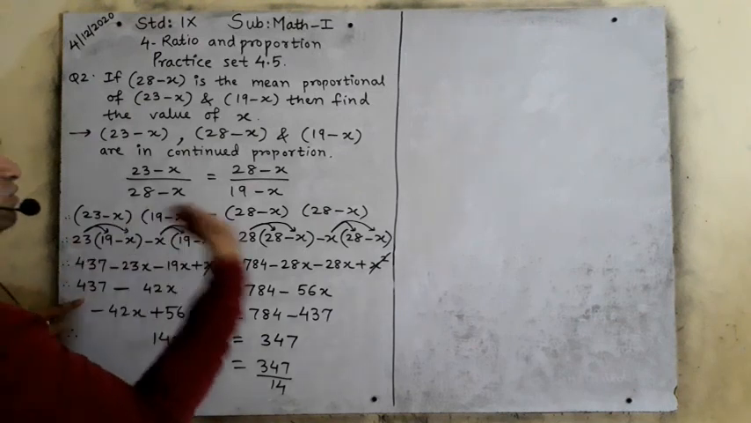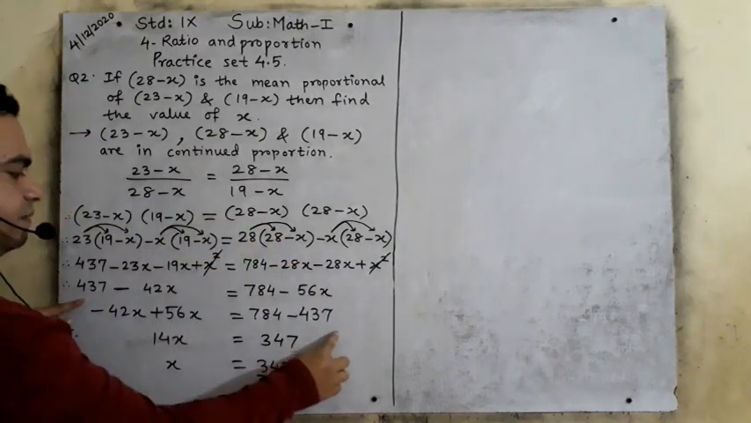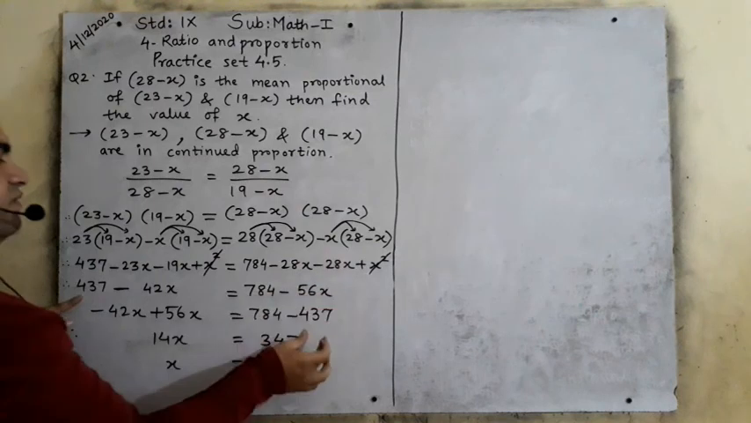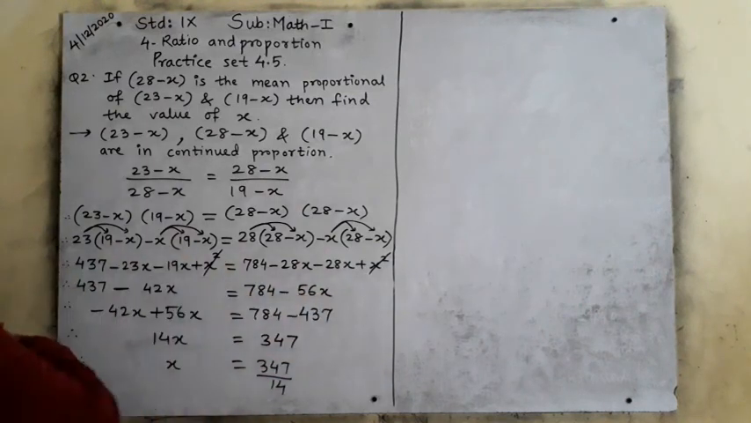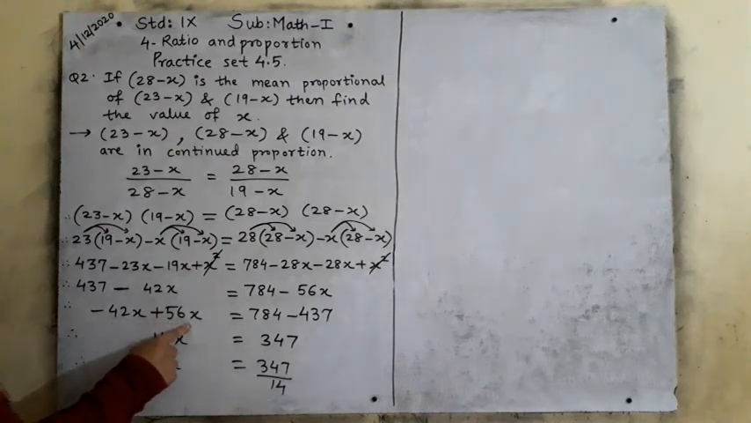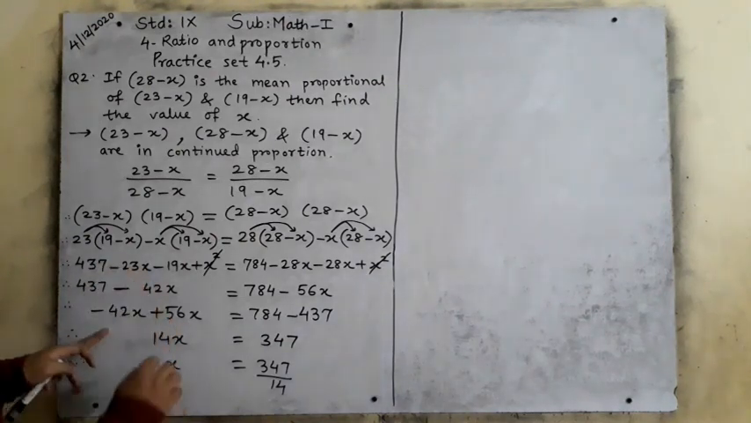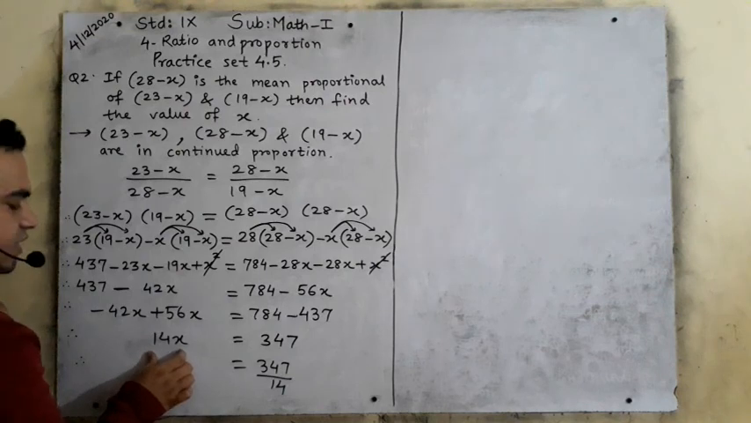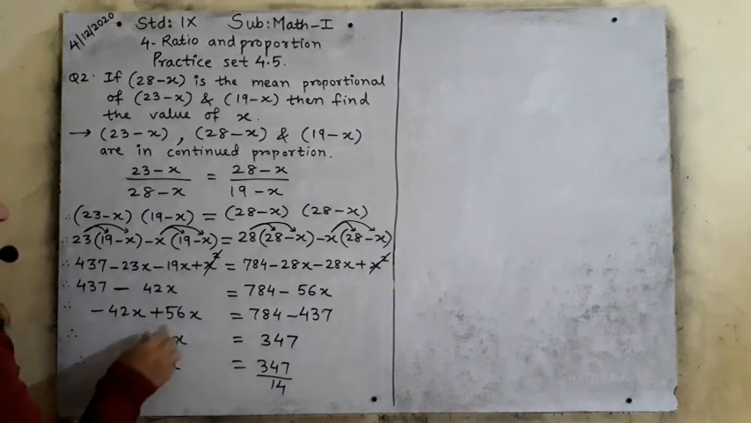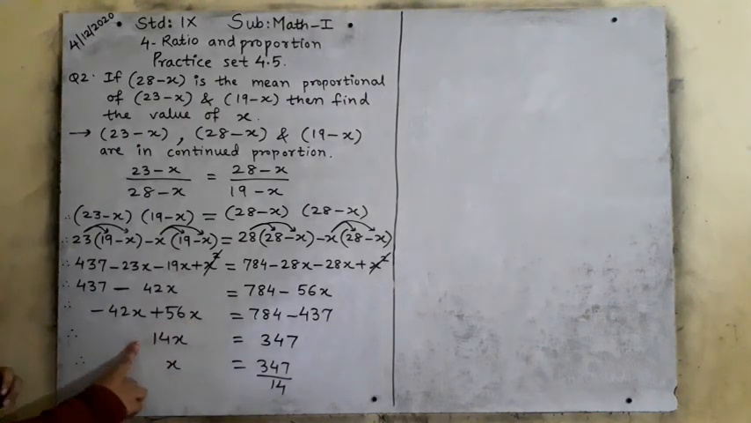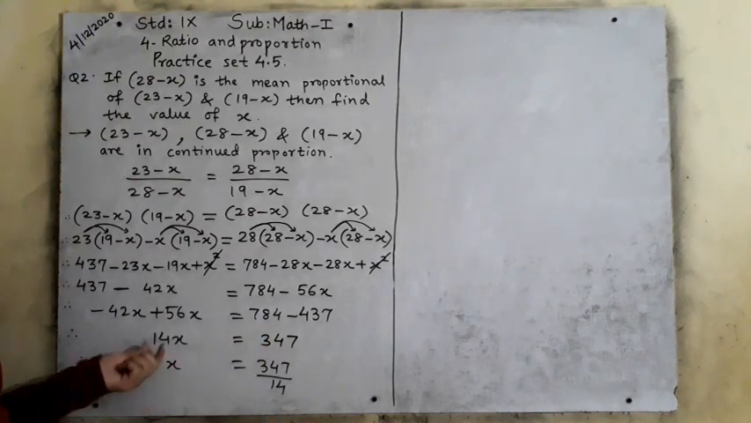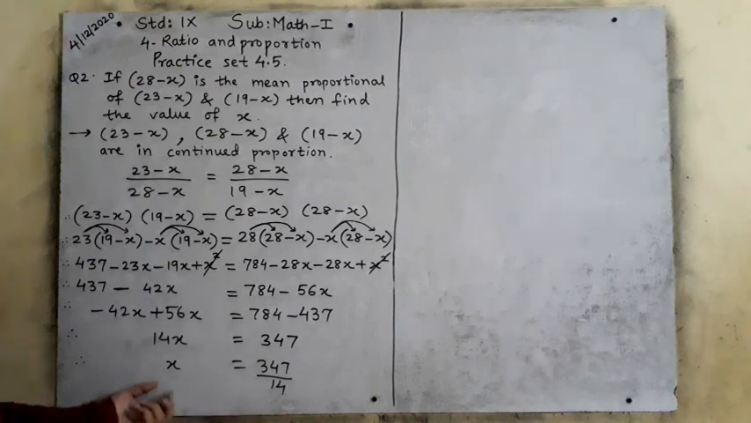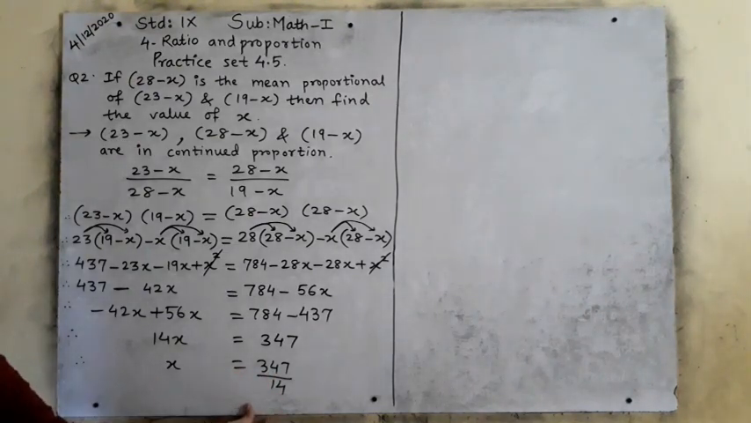Now here 784 is bigger and 437 is smaller. So the smaller will go to the bigger, right hand side, it will subtract. 437 will go there, it will subtract from 784. And this minus 56 will come to the left hand side, it will be plus 56. So plus 56 minus 42, the answer will come 14. Why positive 14? Because the bigger number is in positive form. Okay. Now here 347. 14 and x is having multiplication, so 14 will go there, it will divide. You will get here x value is 347 upon 14. Very much easy to understand.